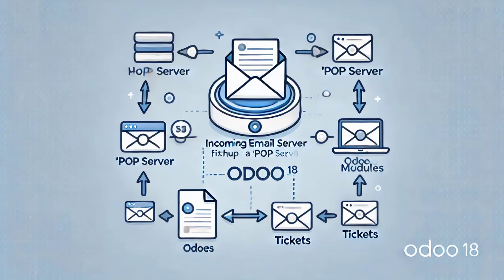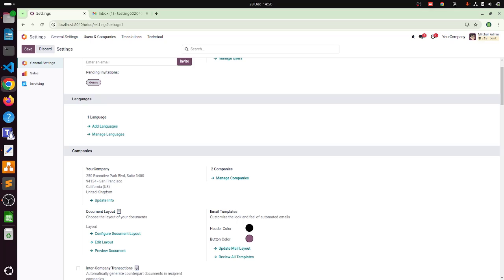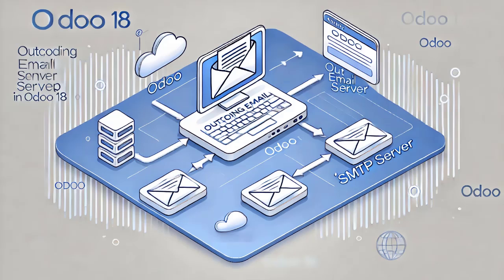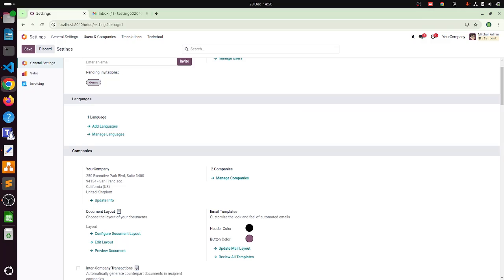It actually fetches emails sent to your mailbox and processes them in Odoo, for example, converting support requests into tickets or leads. And then the outgoing email server basically sends email from Odoo, such as quotations, invoices, or notifications, to wherever we want to send. So basically that email address will be used as the outgoing email server. Okay, so let's get started.